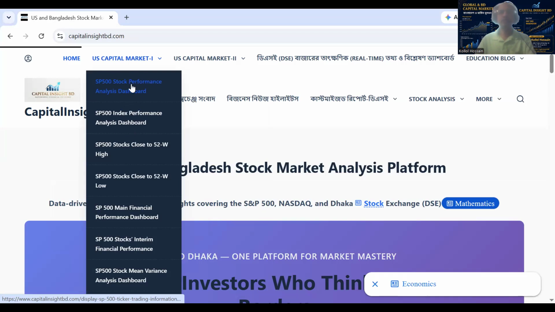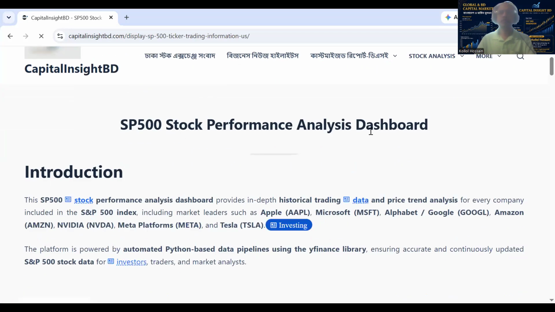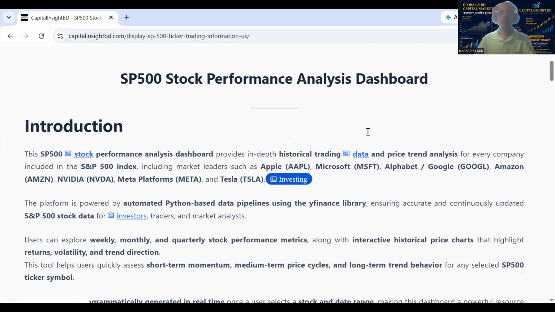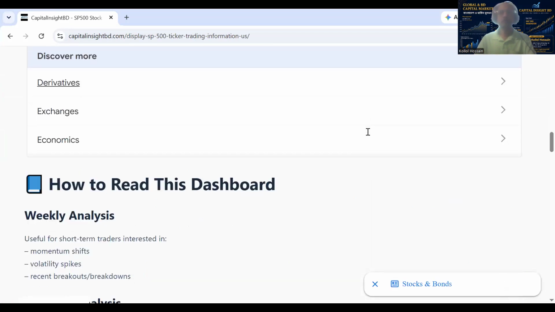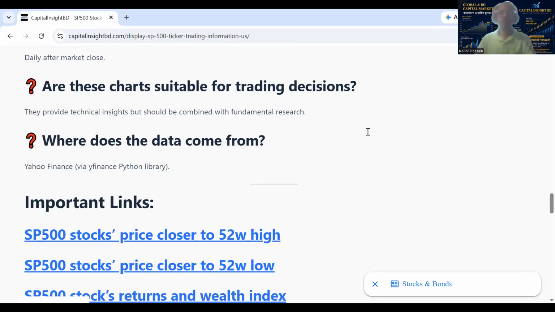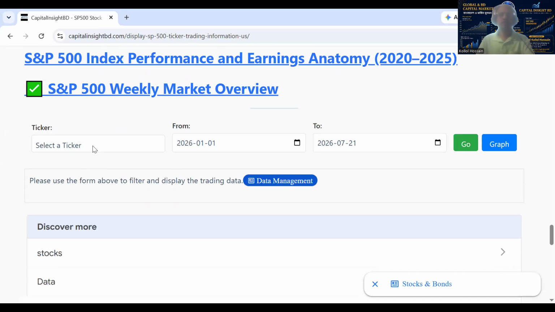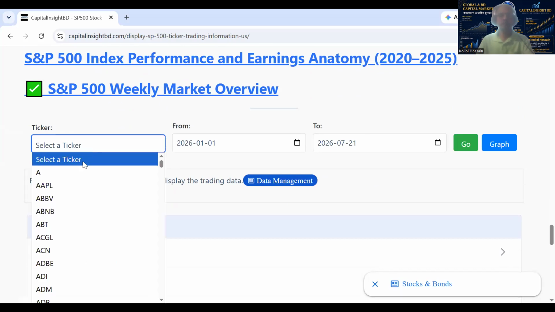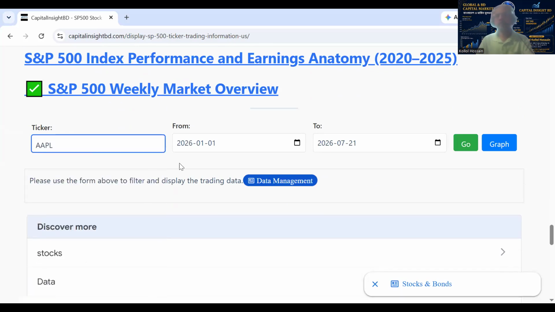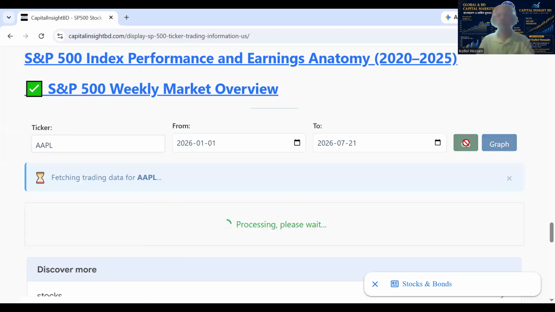So just clicking it here, I will go to this dashboard. We are moving down, and you will see the same input section here. I will select Apple by clicking, then just click on the Go button. You see here, fetching trading data for Apple, processing.